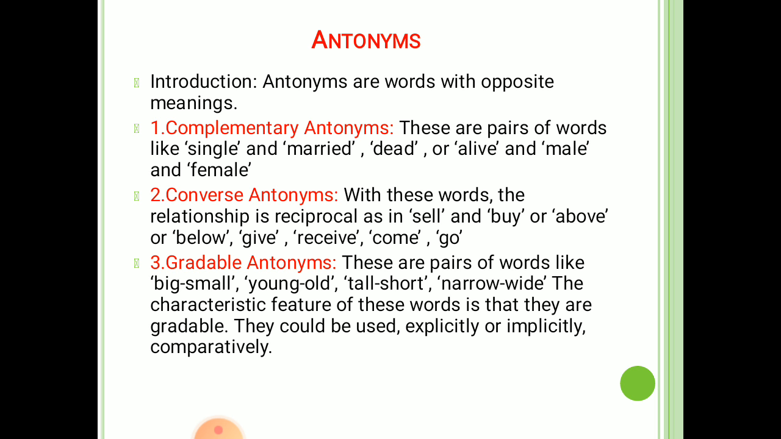And third, gradable antonyms. These are pairs of words like big and small, young and old, tall and short, narrow and wide. The characteristic feature of these words is that they are gradable. They could be used explicitly or implicitly comparatively. For example, John's house is big implies that John's house is bigger than the houses that are normally found.